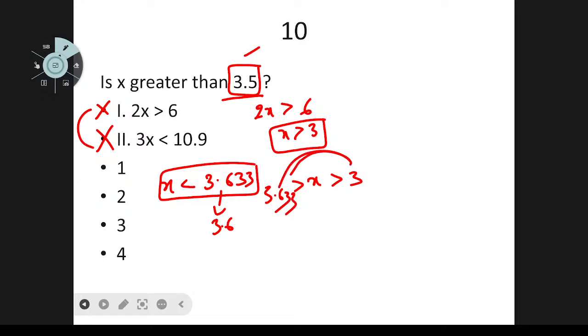So in between, greater than 3.5 is also there and less than 3.5 is also there. So by using both the statements together, I am not able to find the answer. Sorry, both together also it is not sufficient to answer the question.